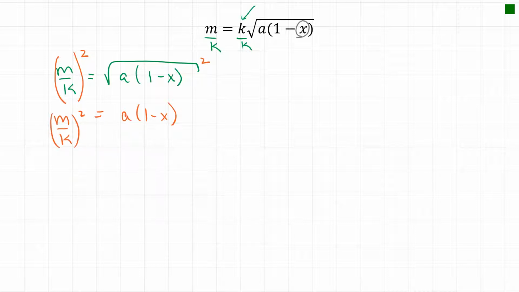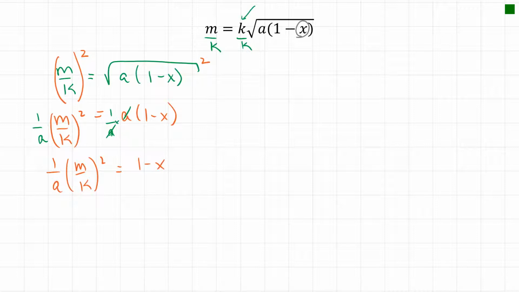The next step is to get rid of the a, and I'm going to divide by a, or you can think of it as multiplying by 1 over a. 1 over a, that cancels. What I do to one side, I have to do to the other. So that leaves me with 1 over a times (m over k) squared equals 1 minus x.